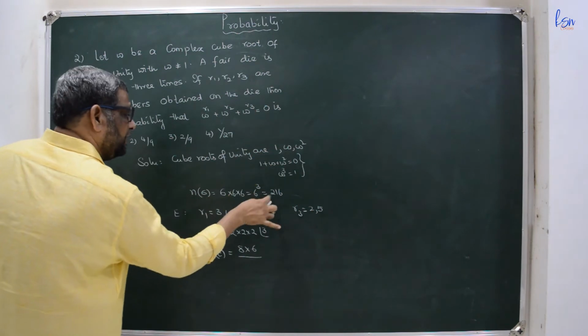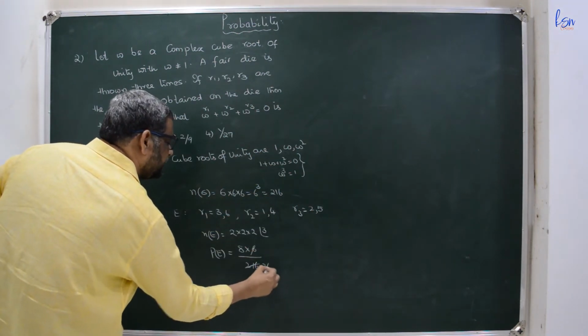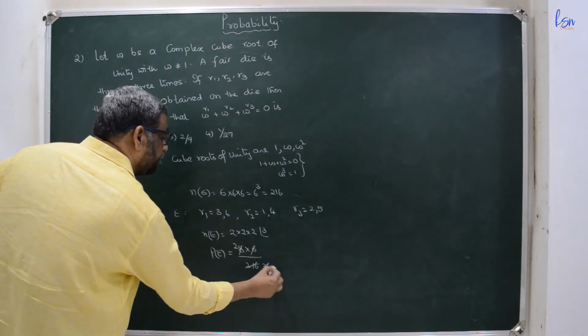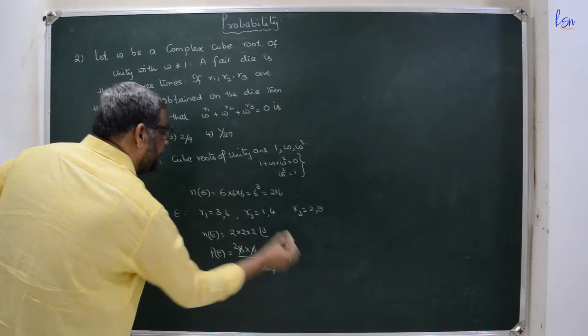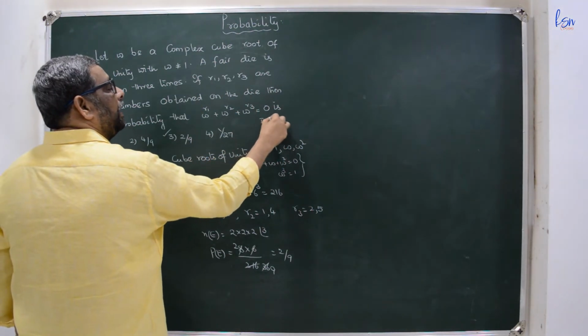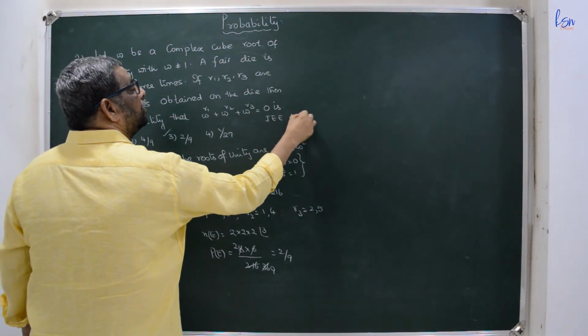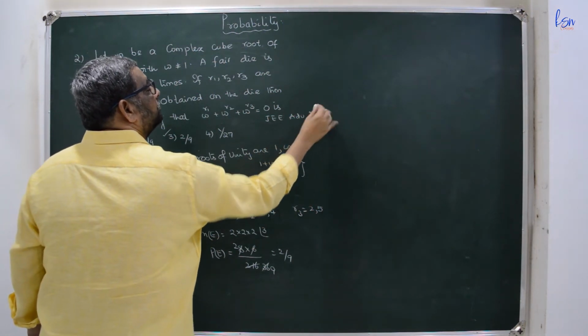n of S is 216. So this is 48 by 216. This is 4 2s are 8 and 4 9s are 36. This is 2 by 9. The answer is 2 by 9. This was given in JEE Advanced 2013.